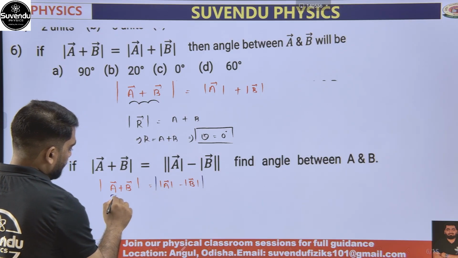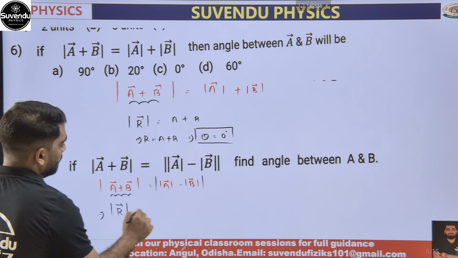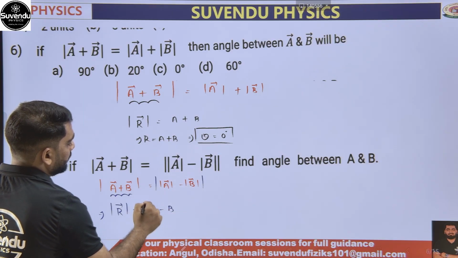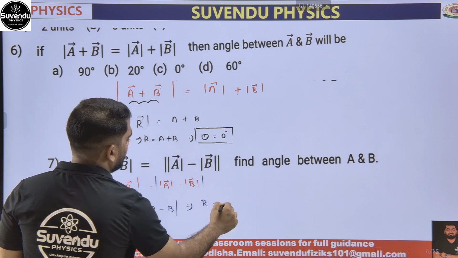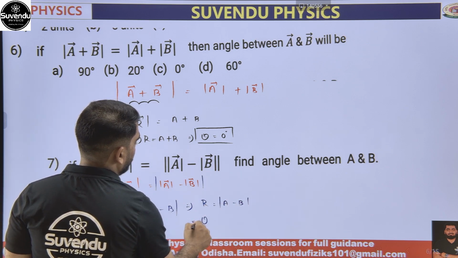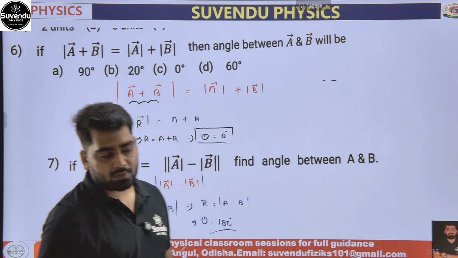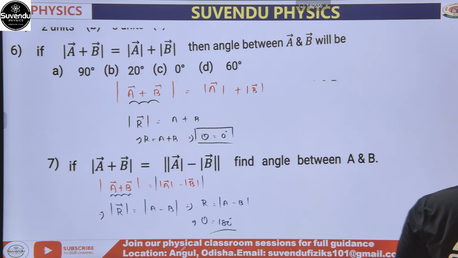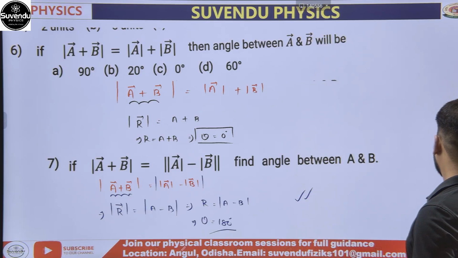So instead of these component vectors, we can write the resultant vector R vector. Then mod of A vector is A, mod of B vector is B. That means R is equal to A minus B magnitude, and this is possible when theta is equal to 180 degree. A difference B magnitude. Next question.